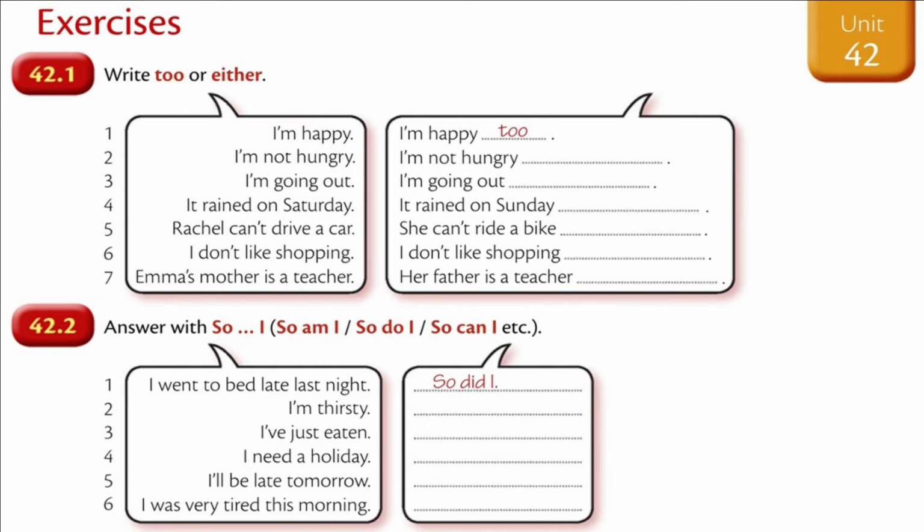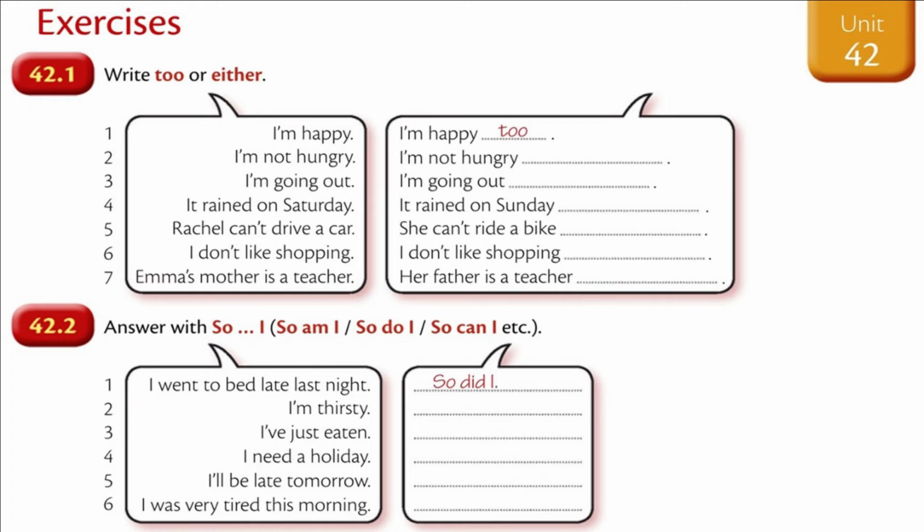Now it's time for exercises. 42.1. Write too or either. Number 1. I am happy. I am happy too. Number 2. I am not hungry. I am not hungry either.